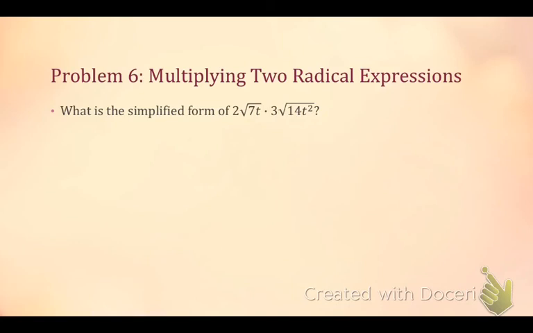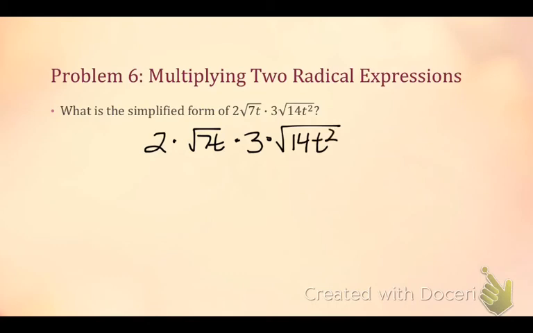Take a look at got it 6. So when you are looking at, not got it, but problem 6, this is one big multiplication problem: 2 times the square root of 7t times 3 times the square root of 14t squared.